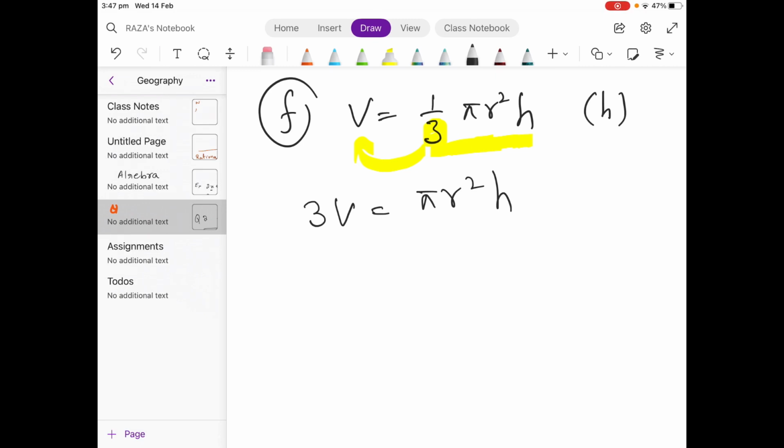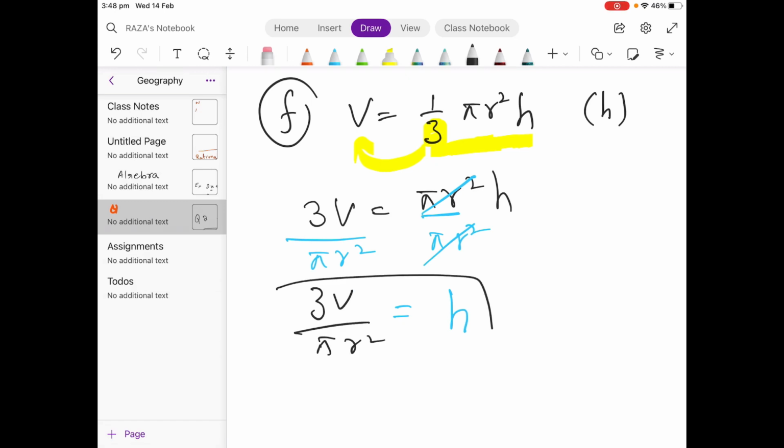So now the time is to get rid of this pi r square. This pi r square is times with h. So we need to divide by pi r square on this side, pi r square on the right side. These two cancel each other. So h will be left by itself, and on the right side, what is left? On the right side we are left with 3v divided by pi r squared. So now h is the subject of the equation.